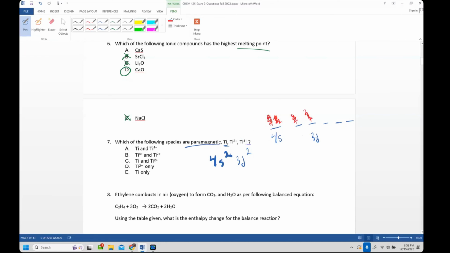And then Ti4+, these would be removed and it'll be diamagnetic again because every electron in the lower energy levels will be paired up. So the answer would be C.